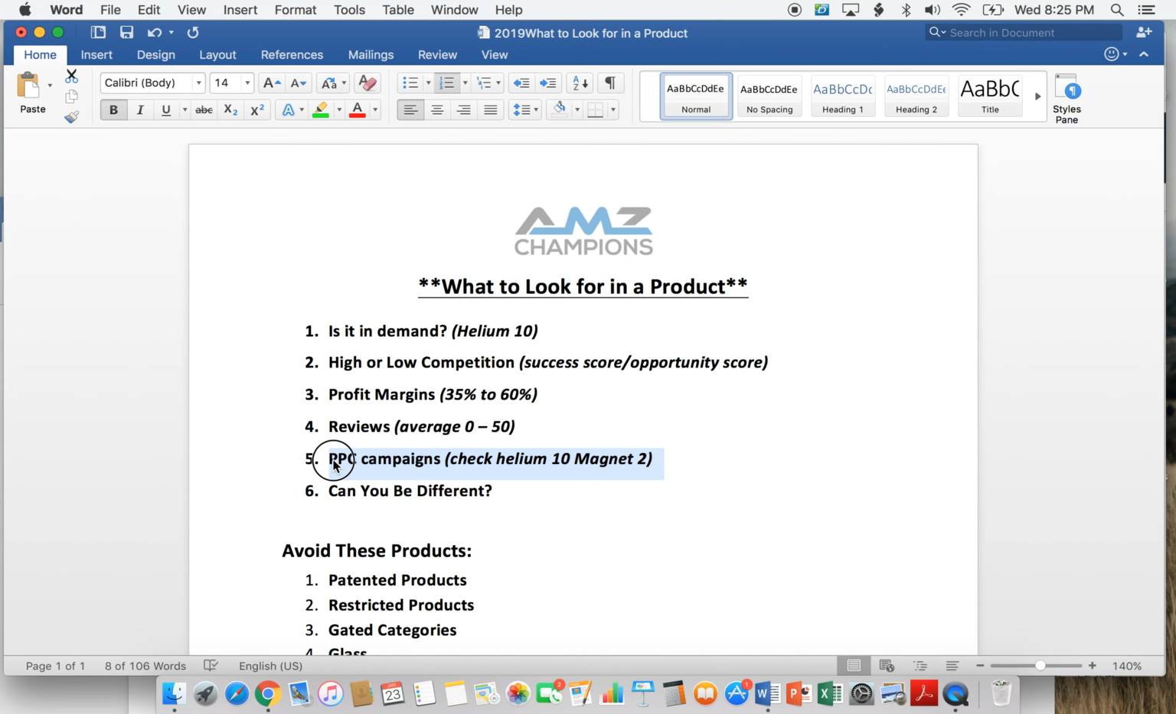Number 5 is the PPC campaigns, and I go over this in a future section. PPC, don't worry about this one, but this is something that you need to make sure that you check when it comes to the module where I discuss Magnet 2 and how to check that.